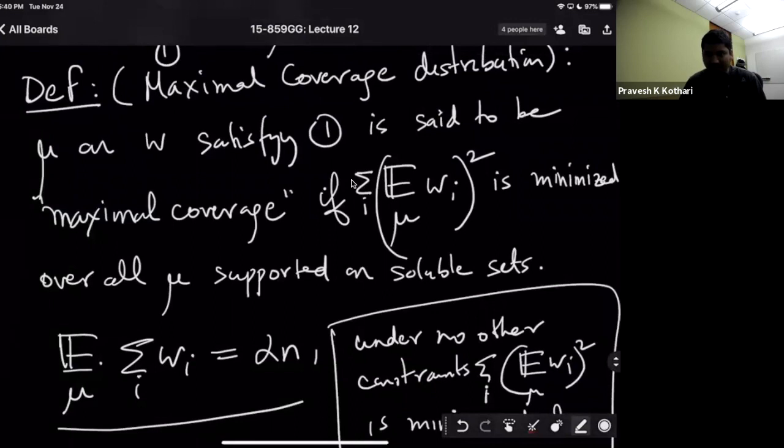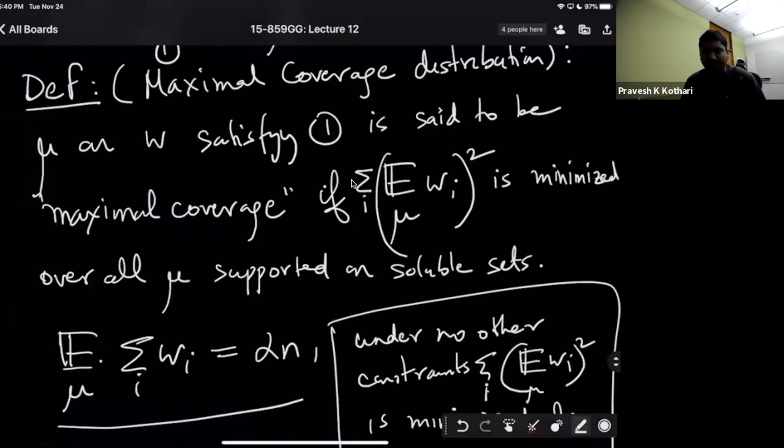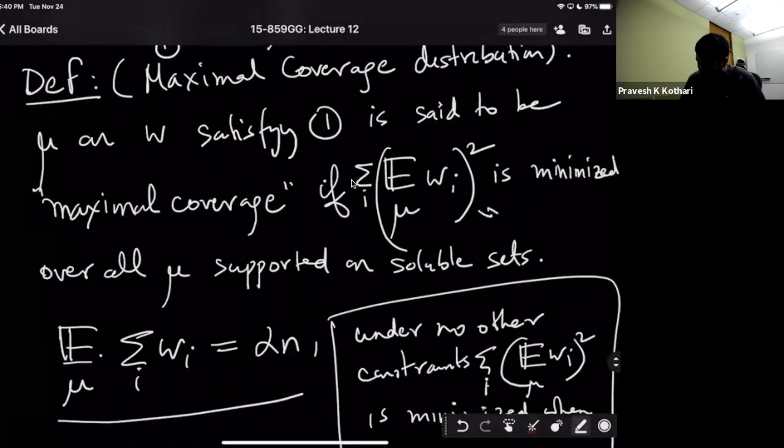Still good? Now this is an object that always exists, because it is defined as a solution of an optimization problem, so there is no problem with its existence. I'm just saying, find me a distribution supported on W's that satisfy sum of Wi equals alpha n, W in the hypercube, and that minimizes the sum over i of the expectation of Wi squared. Notice that this is equal to the L2 norm of the expectation of W. Such a distribution always exists.